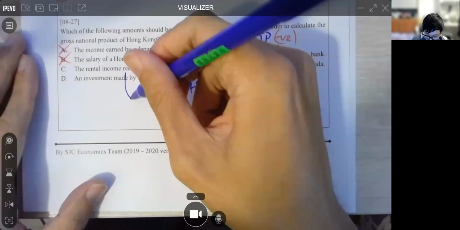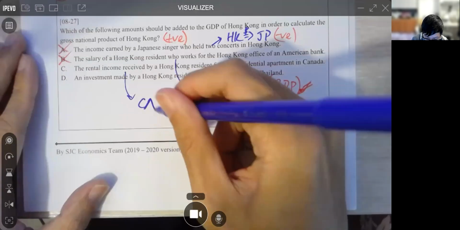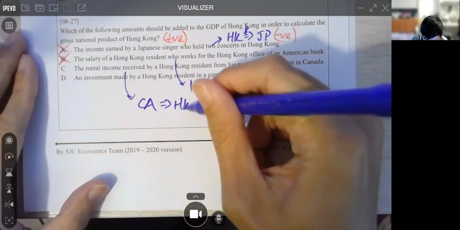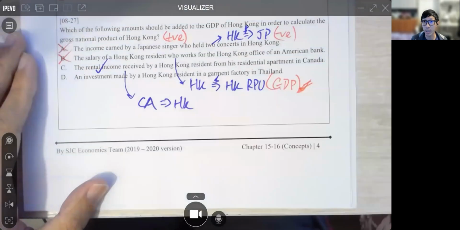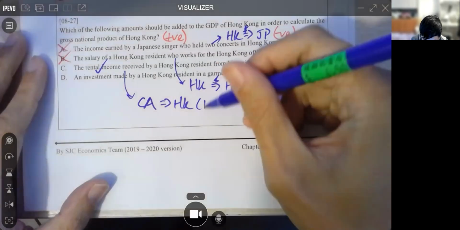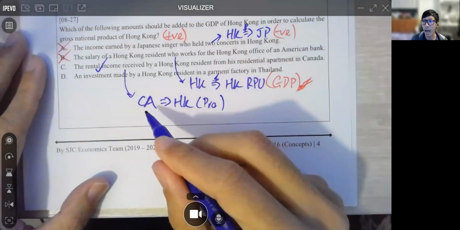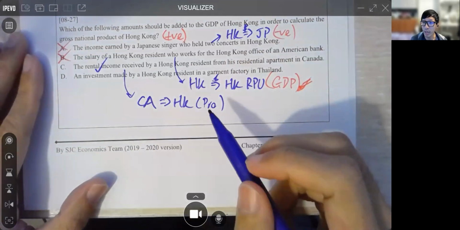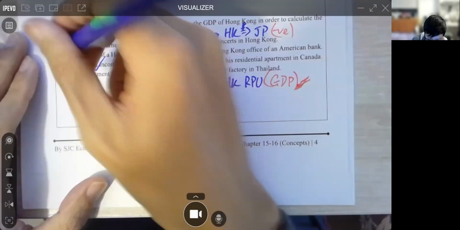即係而家啦，喺邊度發生啊？It happens in Canada. Rental income 係咪？We know rental is a production, right? Canada paying Hong Kong for production. This is a positive item.